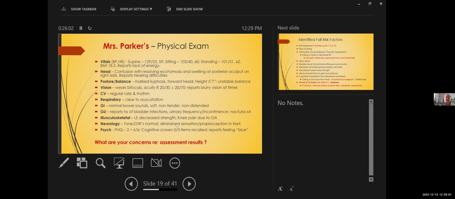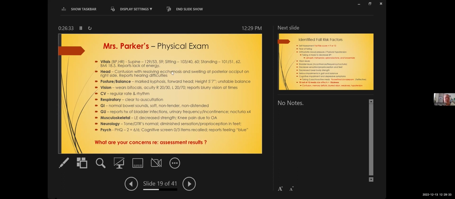Neurology, nothing to report except she is starting to get some diminished somatosensation in her feet, probably due to her diabetes. Doing the quick psych screening with the PHQ-2, she gets a 6 out of 6. Cognitive screening, when we do the Mini-Cog, she gets 0 out of 3 items recalled, and she reports feeling blue. So we can see there are some concerns in the results.